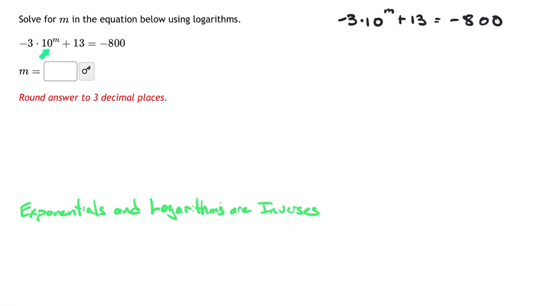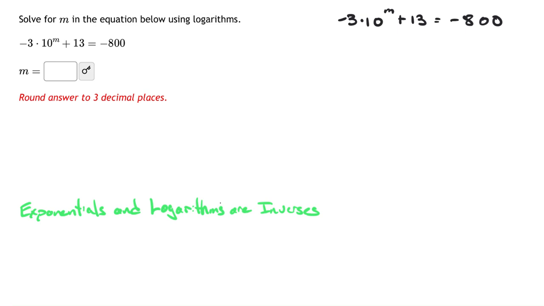So whenever you get to the point of having an exponential that you're trying to undo, you need to use a logarithm. The key to being able to solve this correctly, though, is to remember that you have to work your order of operations. So you can't start with the logarithm. You've got to work all the way down to having just the 10 to the m. And so we'll go through that here.